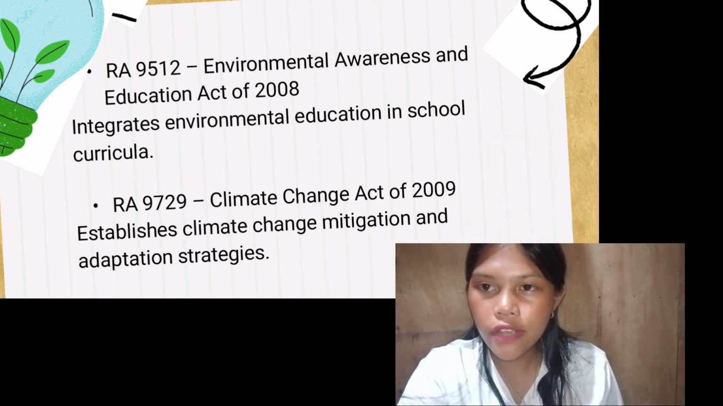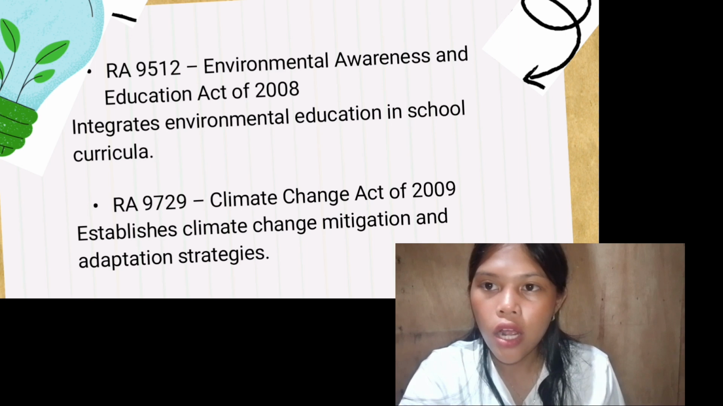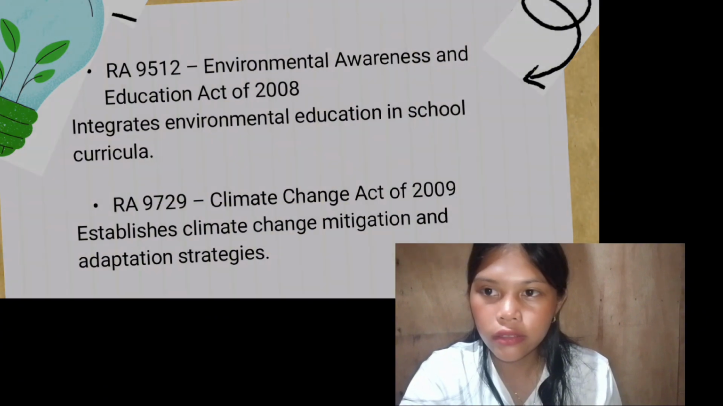Republic Act 9729, also known as the Climate Change Act of 2009, makes sure climate change is included in all government actions and plans. It can help the country to prepare for and reduce the risk of climate change.